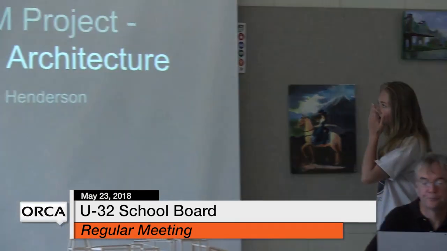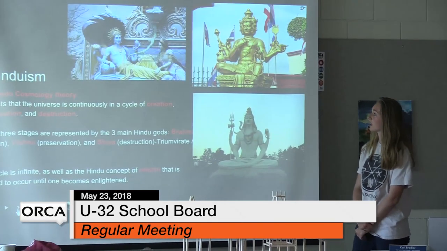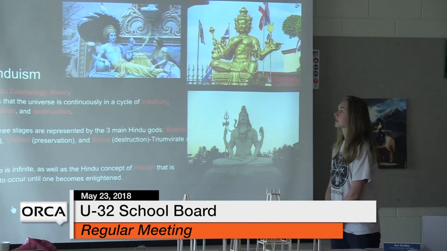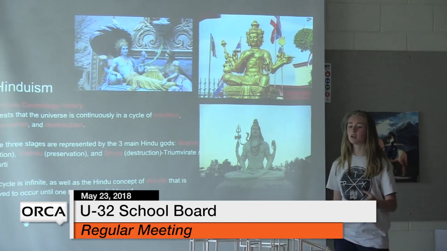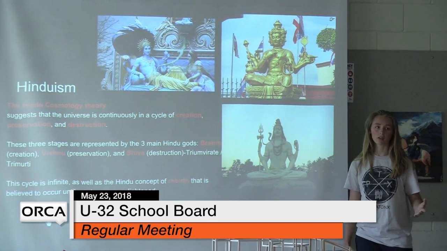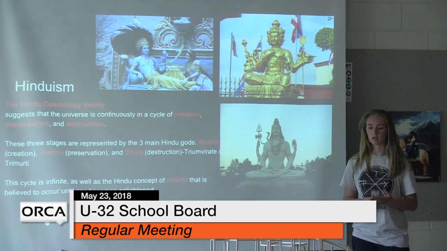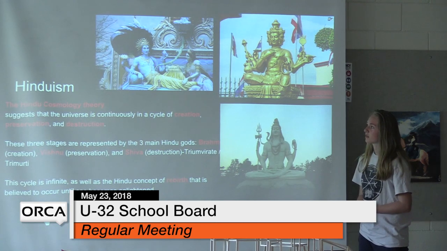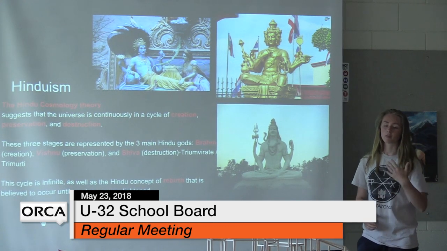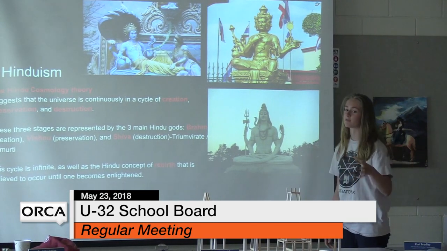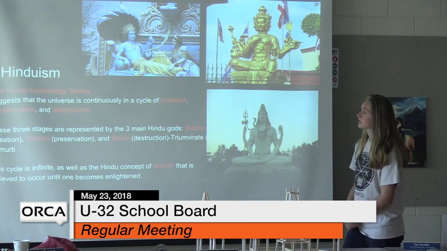So this is my STEM project from U-32 STEM, and it's on religious architecture. My project statement was that I was going to create a building that could accommodate four different religions: Islam, Christianity, Judaism, and Hinduism. The idea was that there was a population that was multi-religious and did not have a place of worship for all of these things. So it was to create a design for a building that could accommodate all religions using the architecture of each of them. And so my first religion is Hinduism.